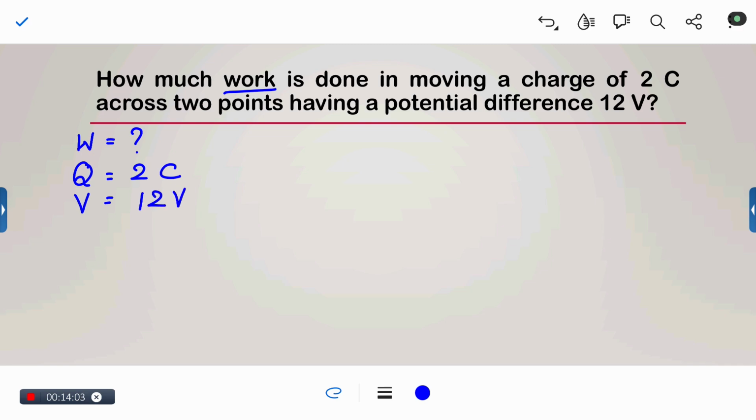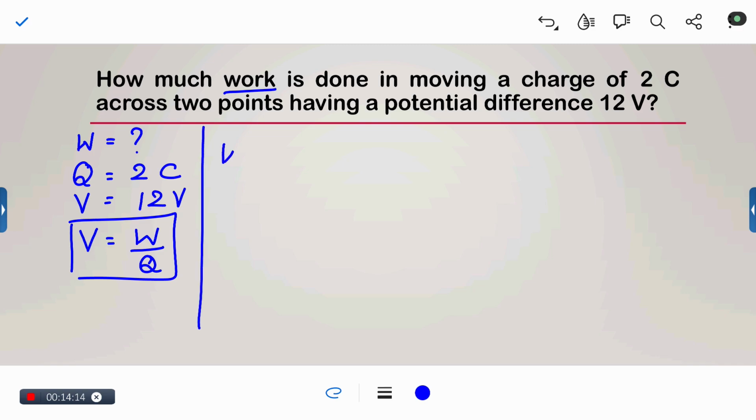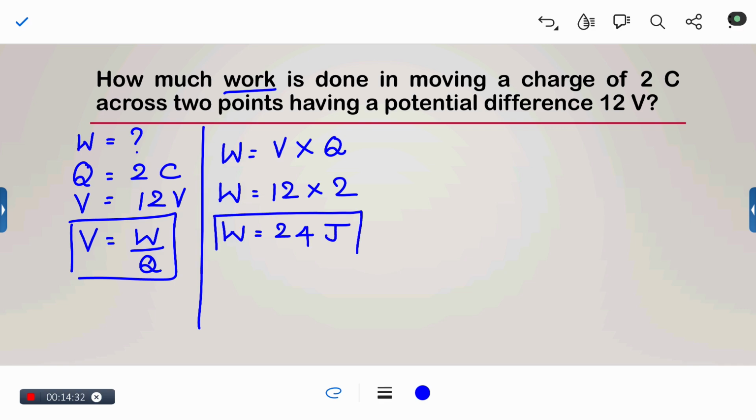12 volt. So what formula can we use here? V is equal to W by Q. If we need W, how will the formula rearrange? W is equal to V into Q. So W is equal to, what is the value of V? 12. And the value of Q? 2. 12 into 2 is 24. And what unit are we going to write here? So work is equal to 24.